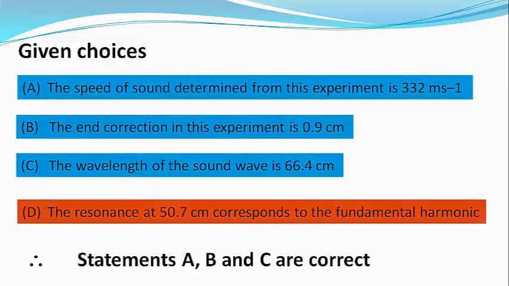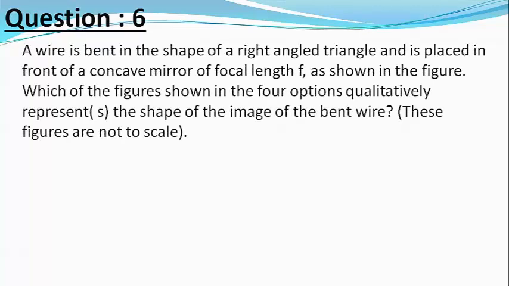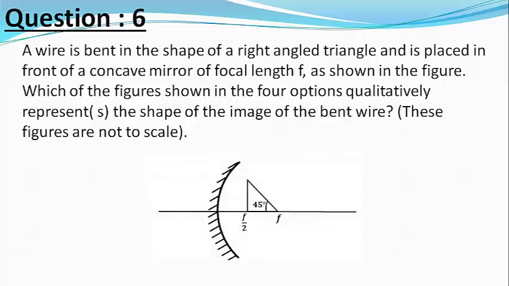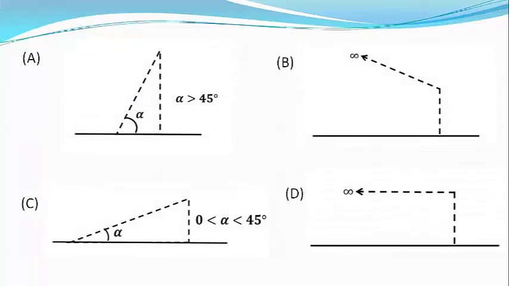Our last question of section A, that means the multiple choice questions, is: a wire is bent in the shape of a right angle triangle and is placed in front of a concave mirror of focal length small f as shown in the figure. Which of the figures shown in the four options qualitatively represent the shape of the image of the bent wire? (These figures are not to the scale.) The options are given as four diagrams.